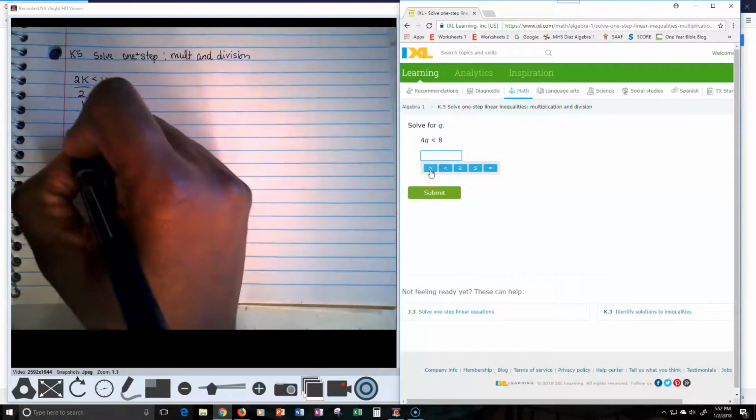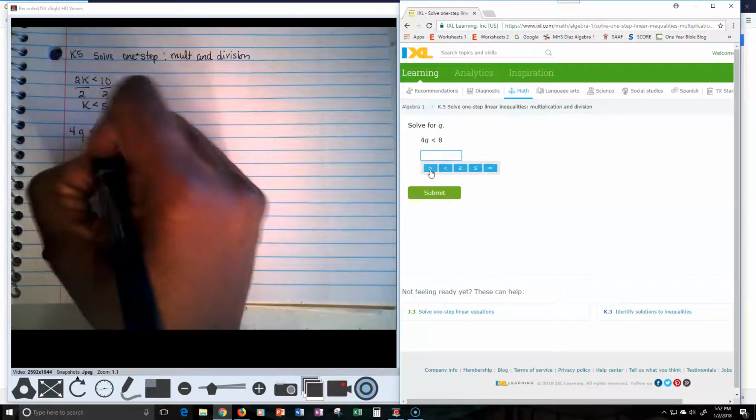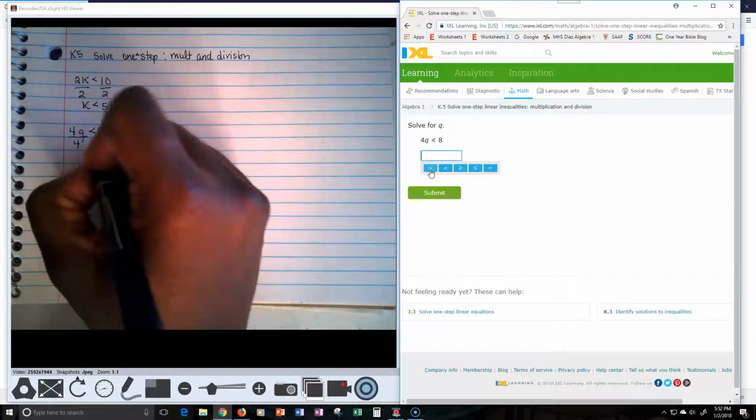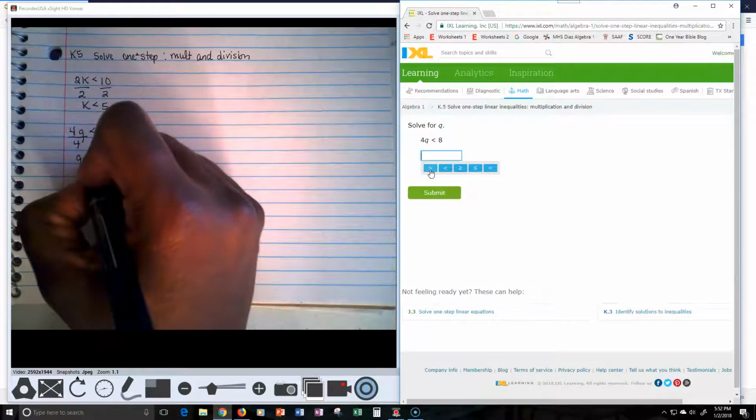Our next one is 4q is less than 8. Divide both sides by 4, and we get q is less than 2.